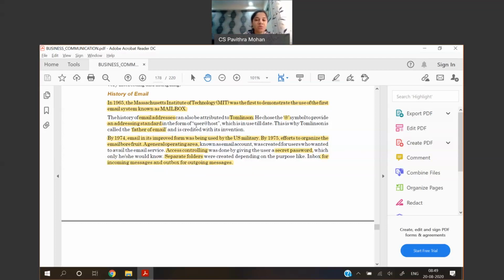A person called Tomlinson came up and said, we will use the word "at" as an addressing standard. He was the person who came and invented something called user at host. That is, username at host can be Yahoo, Gmail, Hotmail, Rediff. Anything can be the host, followed by a .com, .in, anything. So that's the reason why he's being called the father of email.